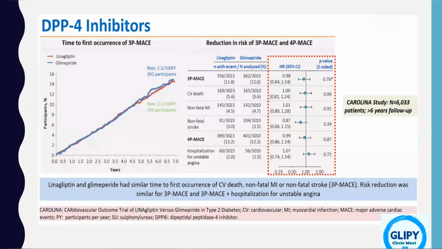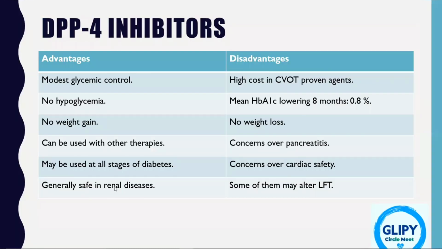Talking of safety again, as we know, for all the drugs, especially the anti-diabetic drugs, they need to be cardiac safe, and this bar chart shows that there are three major adverse cardiac events, that is CV death, non-fatal MI, non-fatal stroke, and a fourth one added is hospitalization for unstable angina. They were not very different as compared to the other drugs, especially glimepiride, which is compared here. So they are pretty safe from the cardiac point of view also.